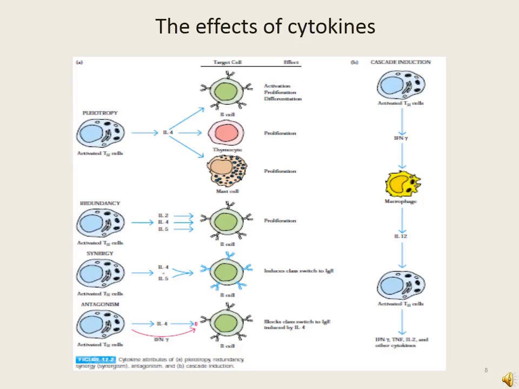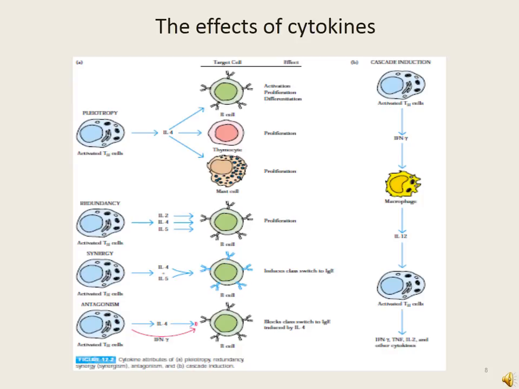Next is the synergy effect of cytokines. You will see that there are 2 cytokines that help each other. That is, IL-4 and IL-5 work together on B cells and induce immunoglobulin class switching from IgM into IgE. Okay.